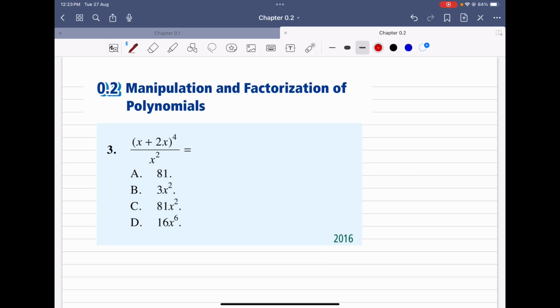So the other one here, you have (x plus 2x) to the power 4 over x squared. First of all, x plus 2x, do not try to expand it, because x plus 2x you can get is 3x to the power 4 over x squared. Then you have 3 to the power 4 and x to the power 4 over x squared. 3 to the power 4 is actually 3 times 3 times 3 times 3. It's 9 times 9, 81. x to the power 4 over x squared is x squared. So the answer is C.